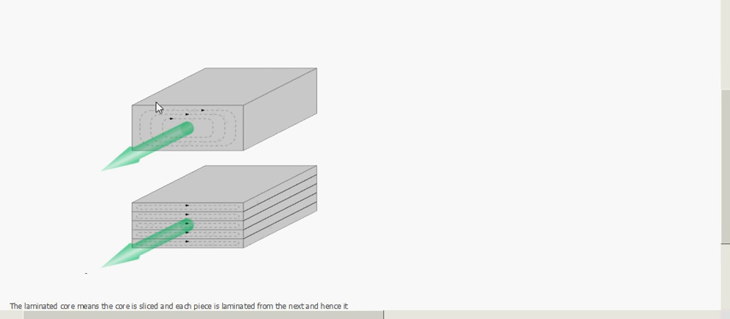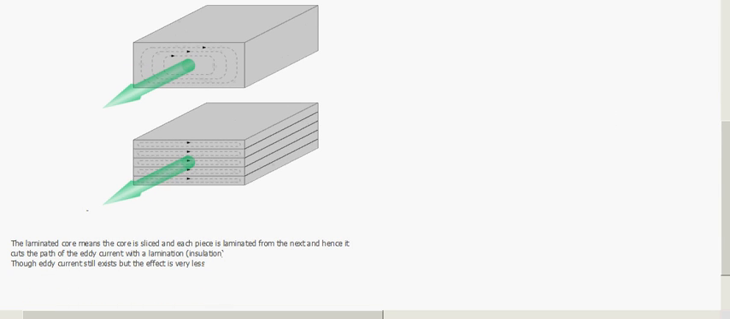Now see this. This is the bulk conductor, and now you can see the path of the eddy current here. Now, what do you mean by laminating the core? Laminating the core means taking thin sheets, something like this. Instead of taking a bulk piece, take thin sheets or make slices of this bulk piece.